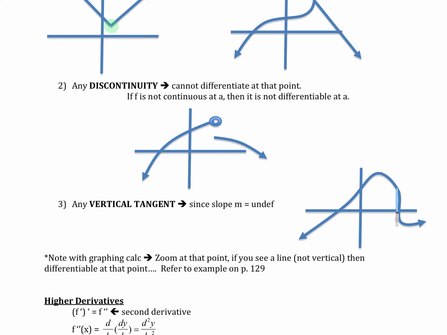Any vertical tangent, right? What's a vertical tangent? It's undefined. There is no slope to it. So since the slope is undefined, I can't get it. I can't take a derivative there. All right, so with a graphing calculator, you've got to zoom in at a point and see if it's vertical or not. And then you can determine differentiability. One example is on page 129 of your textbook. So be careful with graphing calculators because they don't always show you exactly what it is. Make sure you zoom in.